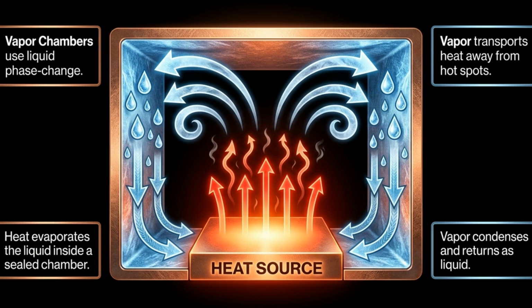Vapor chambers use liquid phase change. Heat evaporates the liquid inside a sealed chamber, creating vapor that transports heat away from the hotspots. The vapor then condenses and returns as liquid to repeat the cycle.